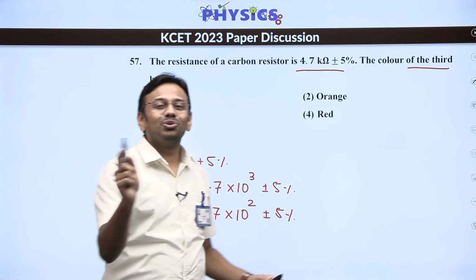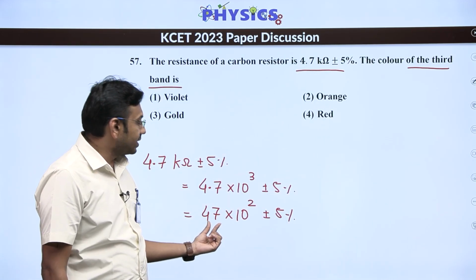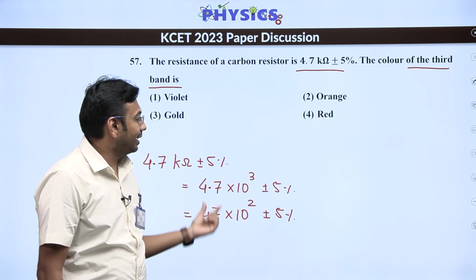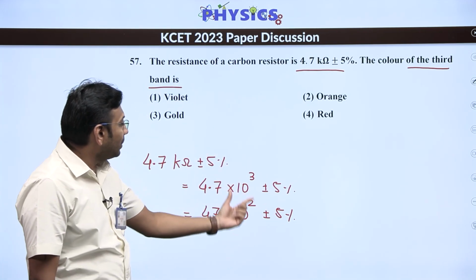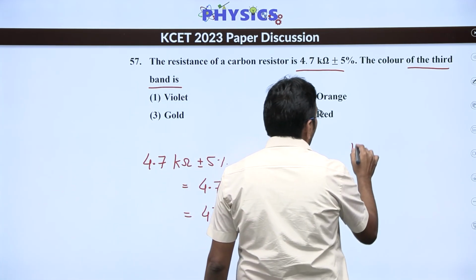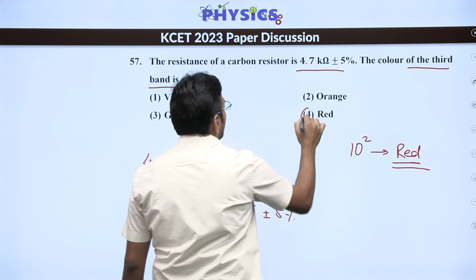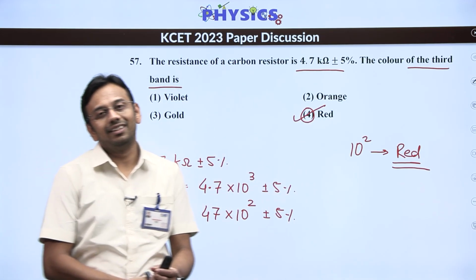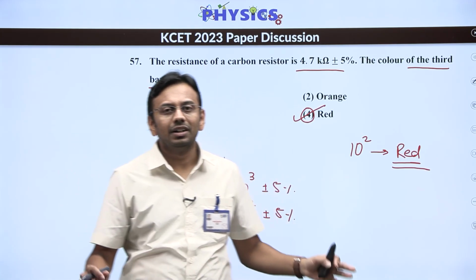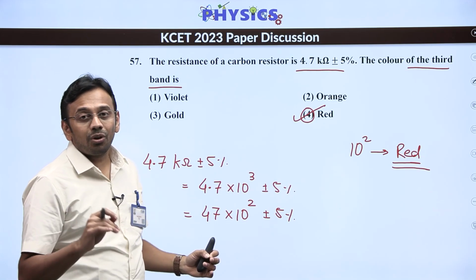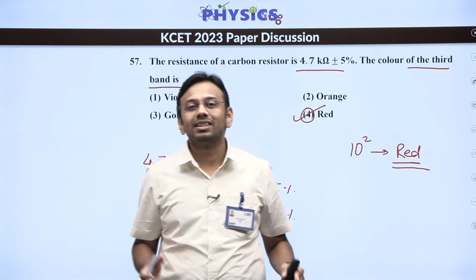And now we can use the color coding of carbon resistors. First digit, first band, second digit, second band. The multiplier is represented by the third band which they are asking. And the multiplier here is 10 to the power 2. This 10 to the power 2 is corresponding to the color red, and therefore our correct answer will be red. The third band is red. Others also we could have found, but they are not asking about that. Alright. So, very straightforward question based on the color coding of carbon resistors, and that is why it is so important to memorize that table.